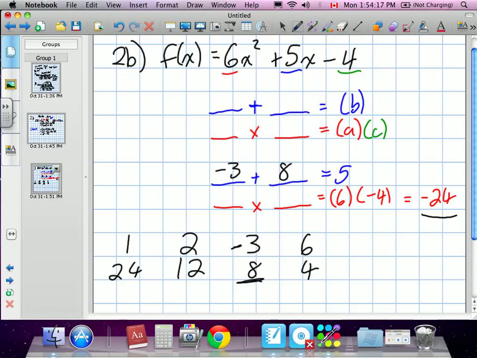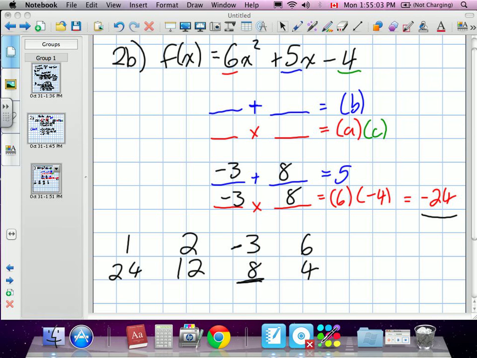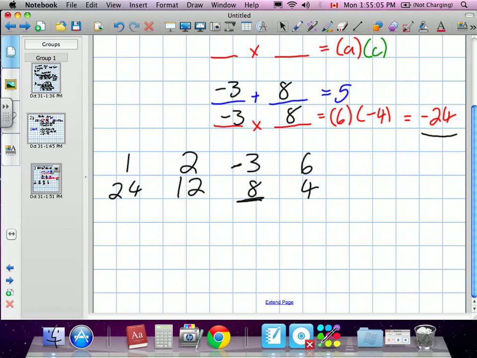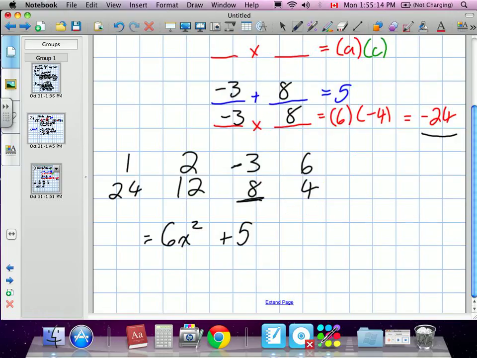Okay. Now that we have the two terms, I actually have to rewrite the question. So we have 6x squared, is that right? Sorry, I don't remember. Plus 5x minus 4. These two numbers that I have now, I'm going to use those to split my middle term.